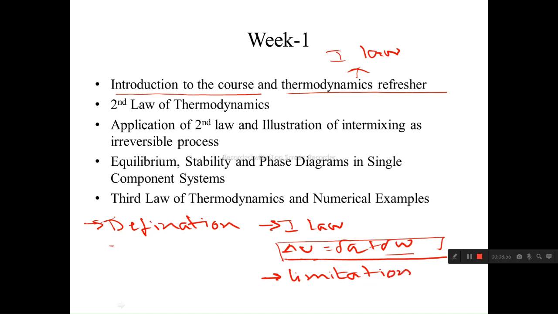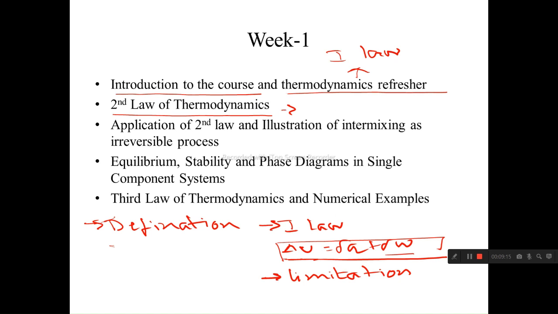Limitation of the first law. This is explained in the thermodynamics refreshment, whereas the second video is all about the second law of thermodynamics.